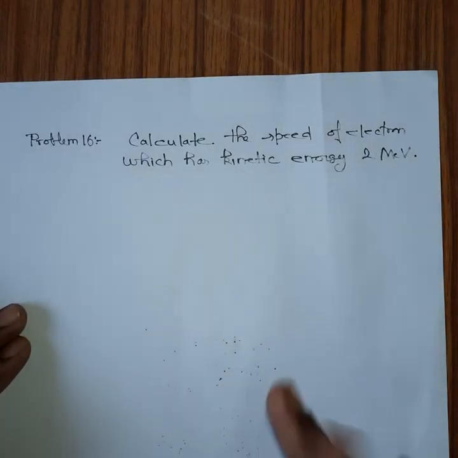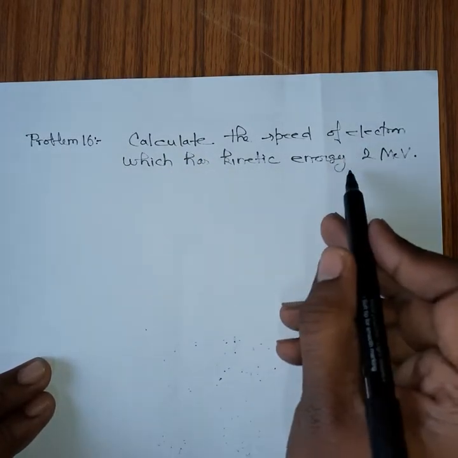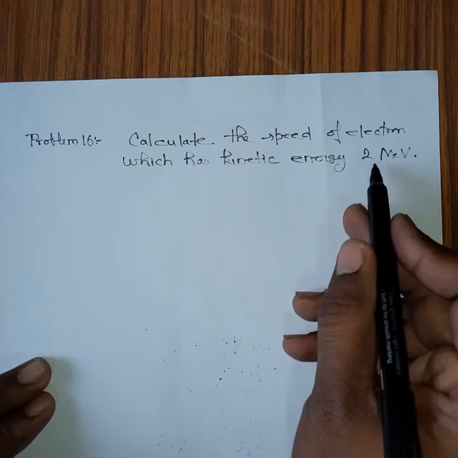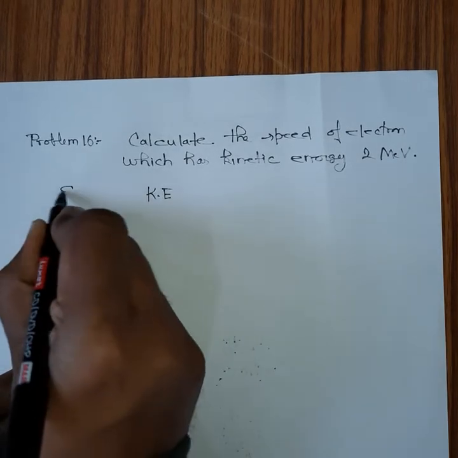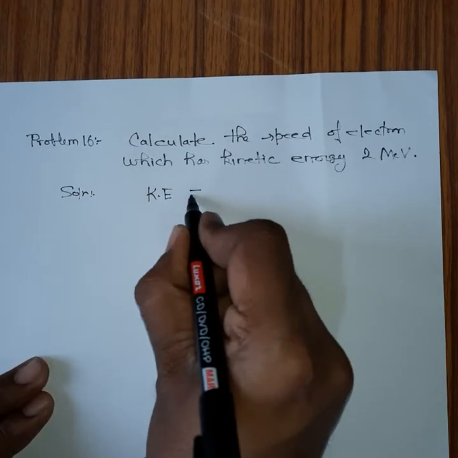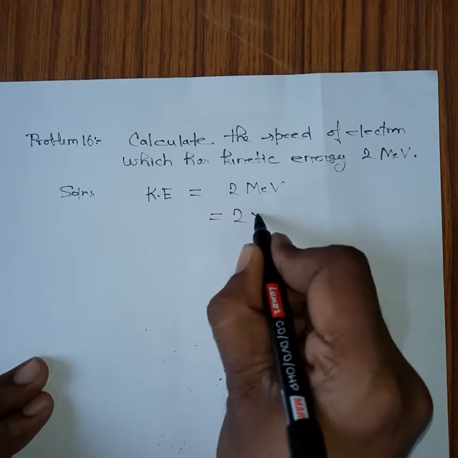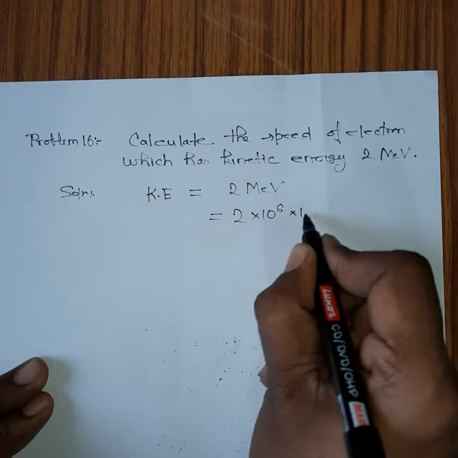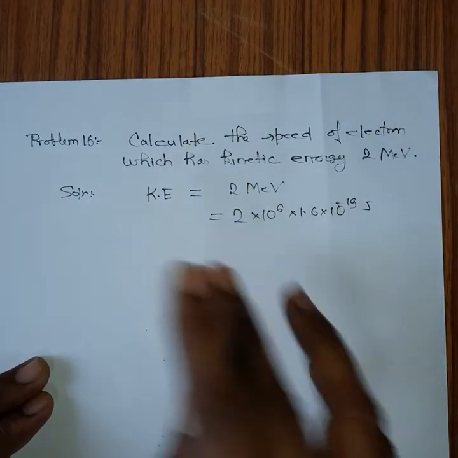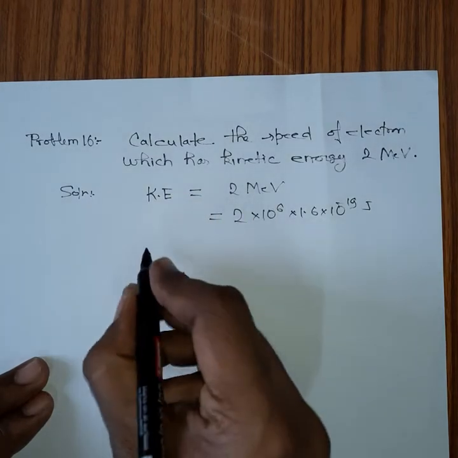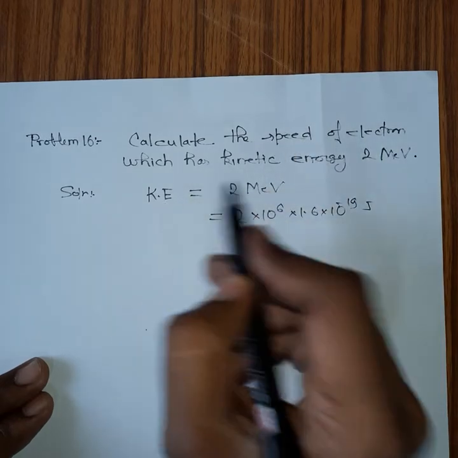So let's do one more problem. In this problem you have to calculate the speed of electron which has kinetic energy equal to 2 mega electron volts. So kinetic energy is given, that is 2 MeV. You know that 2 mega means 2 × 10^6, electron volt means 1.6 × 10^-19 joule. So this is the kinetic energy, and you have to calculate the speed of electron. For what speed is its kinetic energy equal to this?